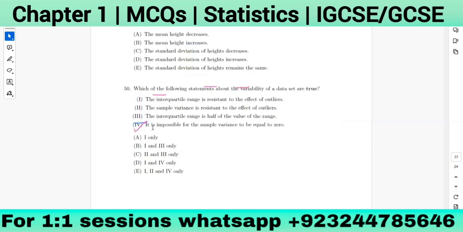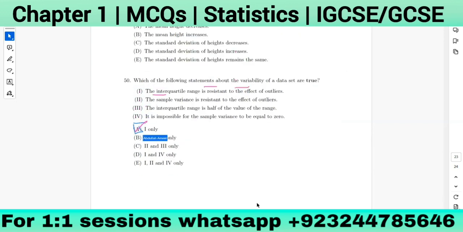Which of the following statements about the variability of a data set are true? Interquartile range is resistant to the effect of outliers. Yes, the interquartile range is dependent upon Q3 and Q1 and it does not have any effect of the outliers. So this is the correct option. So 1 is the correct option. Okay. Got it? Everything clear?